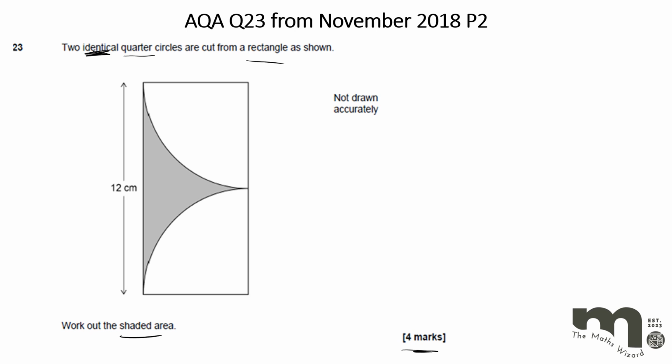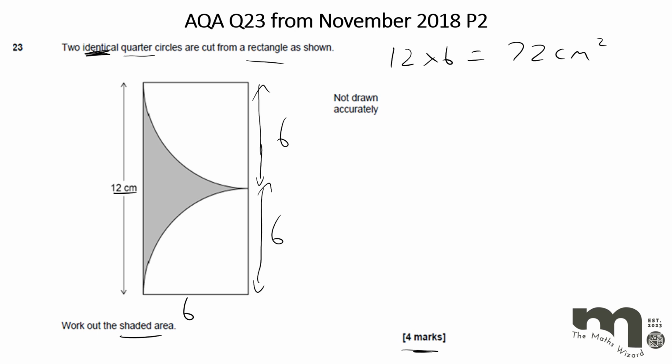Okay, so first of all, let's just have a look at the rectangle. Well, 12 is the length, so this length here of the longest side of the rectangle. Well, that includes two radiuses. So we've got the radius here from this quarter circle, then we've got the one from the bottom. So each of these have got to be 6. So that means this is going to be 6 on the bottom there. So the width of the rectangle is 6. So if we do 12 times 6, that's 72 centimeters squared. So that's the area of the rectangle part of the shape. So that's the easy bit.